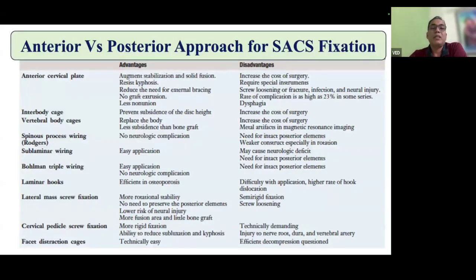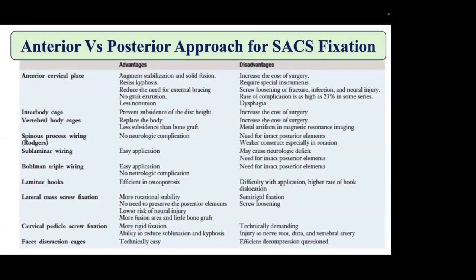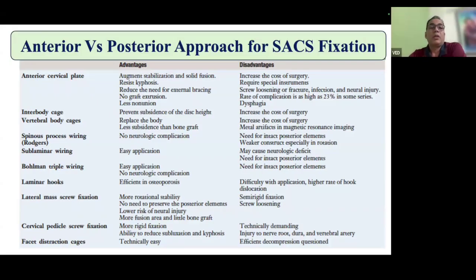So, advantages and disadvantages of anterior versus posterior approach for subaxial cervical spine injury. We know that anterior cervical plating, where we do the discectomy, augments the stabilization and provides a solid fusion. It resists development of kyphosis, reduces the need for external bracing, and gives minimal graft extrusion and less non-union. Disadvantages: it increases the cost, obviously, as there is an implant. It requires special instruments. Screw loosening or fracture, infection, and neural injury are the risks. The rate of complication is high, 23% in some series.